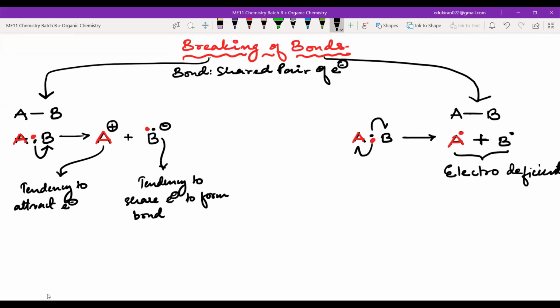Now, these which have a tendency to attract electron are known as electrophile. And anything which has a tendency to share electrons to form a bond is known as nucleophile, because they want to form a bond. They want to give the electron to a nucleus, to an atom. Hence they are known as nucleophile, nucleus loving. Electrophiles are electron loving, that means they are negatively charged loving species. The nucleophiles love the positive charge, because in the nucleus we have a positive charge.